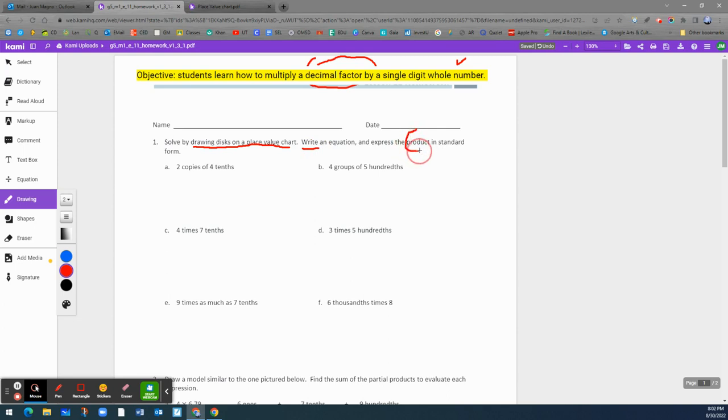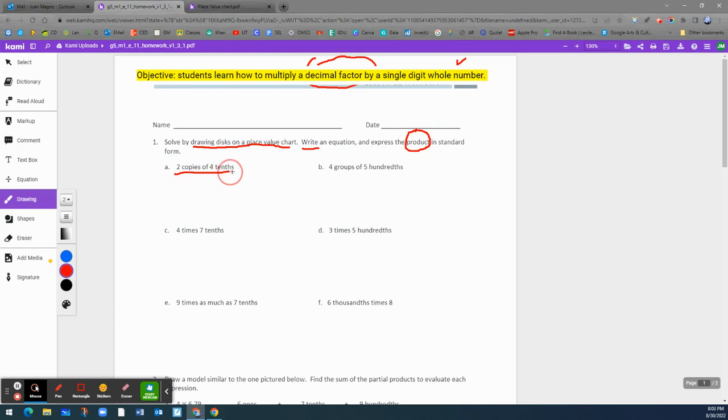So remember that the product is the answer of a multiplication, and the factors are the numbers in a multiplication. So first of all, we're going to use the place value chart to solve it. Then we're going to write an equation, and then we're going to express the product in standard form. All right, let's get to it. Let's read what this statement is telling us.